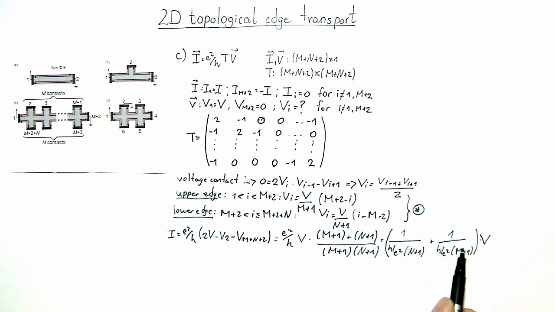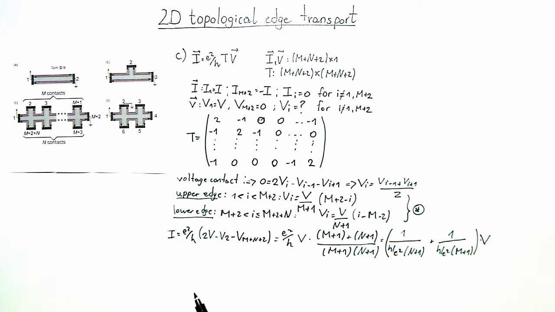So this here, I have just rewritten this expression by breaking up this fraction into two terms, into a sum of two different fractions, and have written the E squared over H now in the denominator of the respective fractions. So we obtain something like this, this expression being completely equivalent to this one.